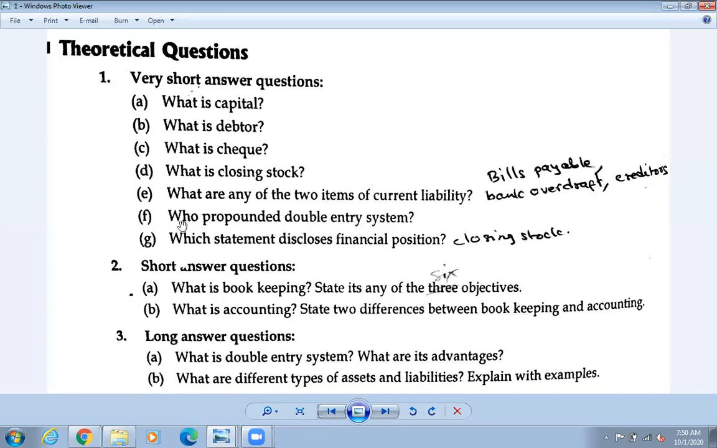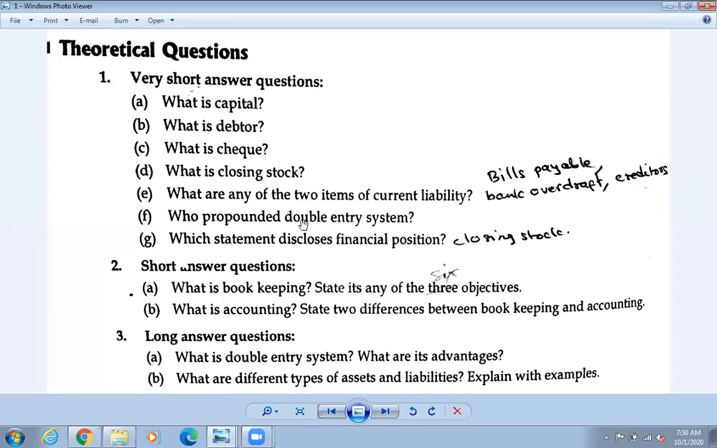For number F, you can pause the video and keep on making notes. Number F: who propounded, that means who has given the name, who discovered, who found, who has written the double entry system? That is the question. You can see this answer on page number 4, at the lower part of your book. Look at the 4th line. It was propounded by Luca Pacioli.